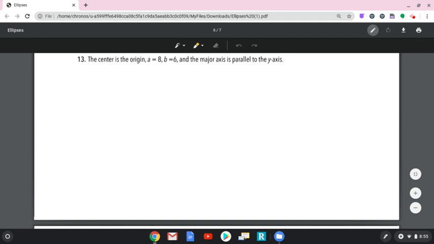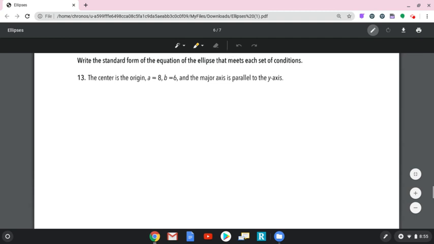So today we're going to talk about writing the equation of an ellipse given some of the information. Let's take a look at number 13 in our packet. The directions say, write the standard form of the equation of the ellipse that meets each set of conditions. Now, remember, there are 2 variations of the standard form. The key thing is to identify if it is a side-to-side ellipse or an up and down ellipse. So we have to look at the information we're given to determine that, and that will determine what equation we are drawn towards.